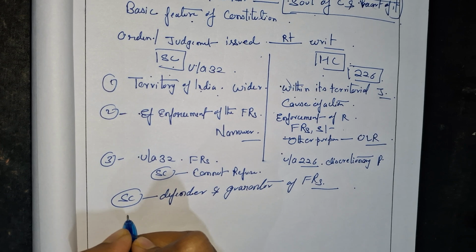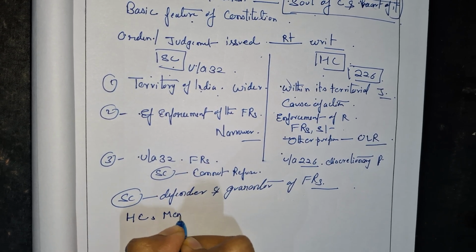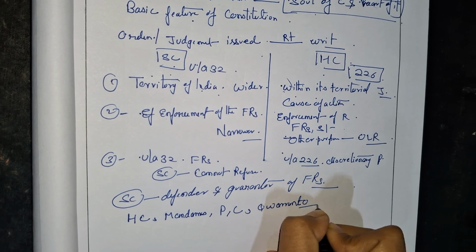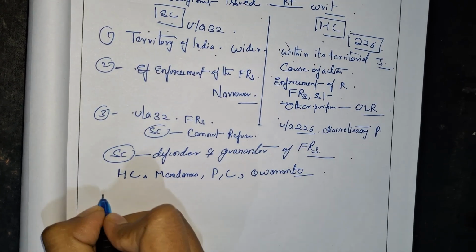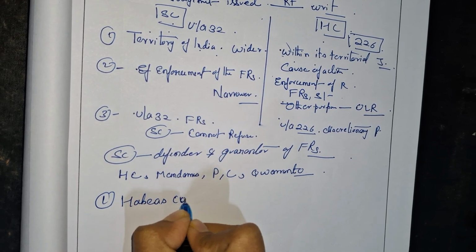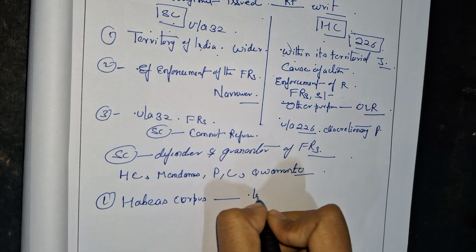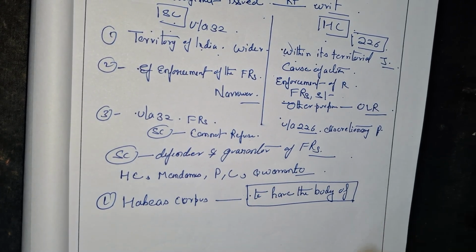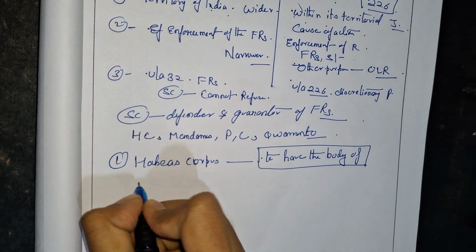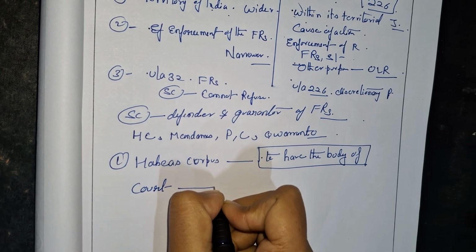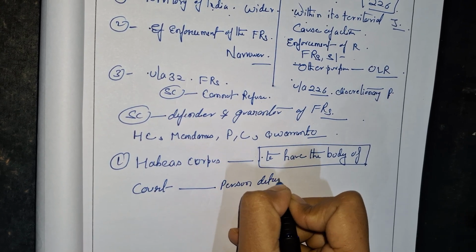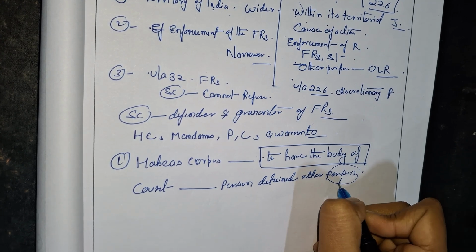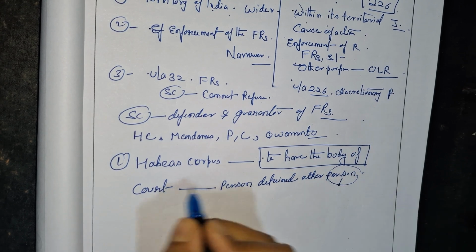So, the High Court and Supreme Court can issue the writs habeas corpus, mandamus, prohibition, certiorari, and quo warranto. So first writ is habeas corpus, which means to have the body of. So it is the order issued by a court to a person who has detained another person to produce his body before it.